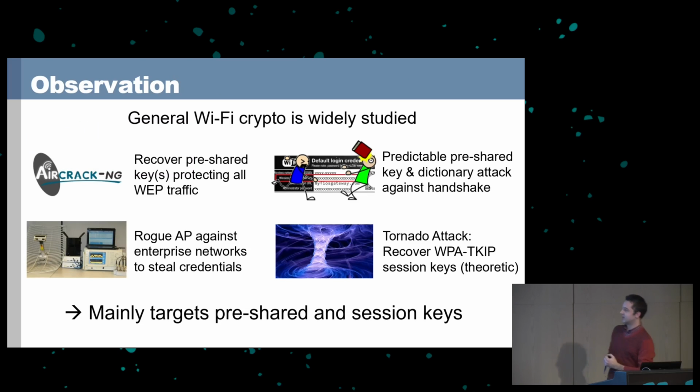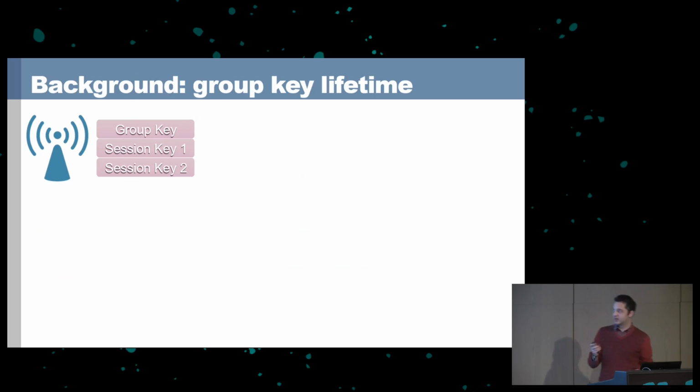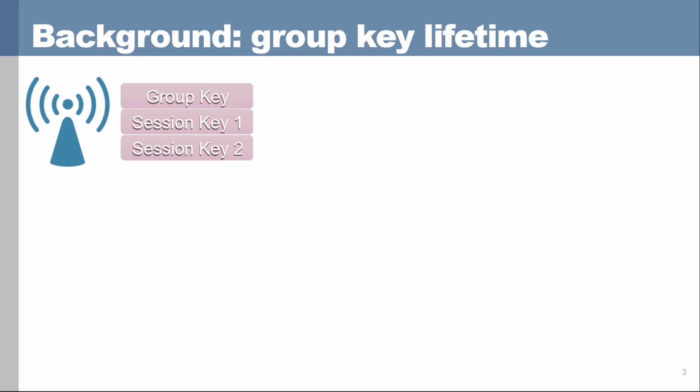But anyway, these group keys are used to encrypt broadcast and multicast traffic, and that is in contrast with session keys. So for example, if you see here, your access point has a group key, and it also has a session key for every client that is connected to the network. And so what we noticed is that the security of these negotiated session keys is properly studied, but the security of the group key is not studied.